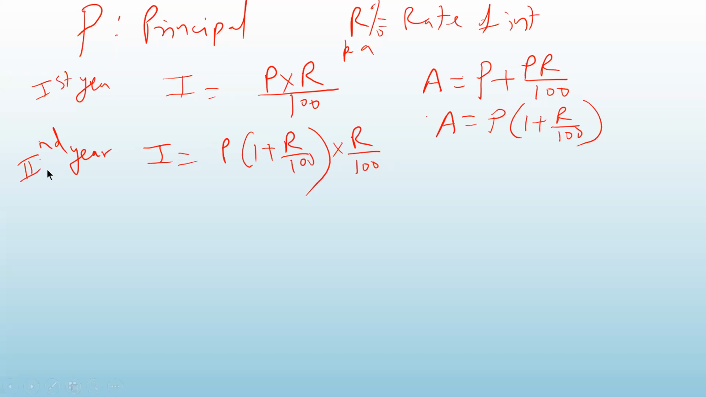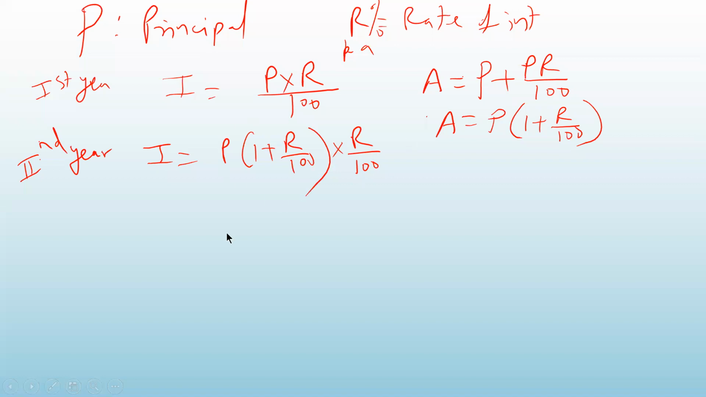I hope you have understood. In the second year, interest will be calculated on the amount of the previous year. Previous year means the first year. So the amount in the first year is this much, P into 1 plus R upon 100. So R percent of this we have to take. P into 1 plus R upon 100 multiplied by R upon 100. So this is the interest in the second year.